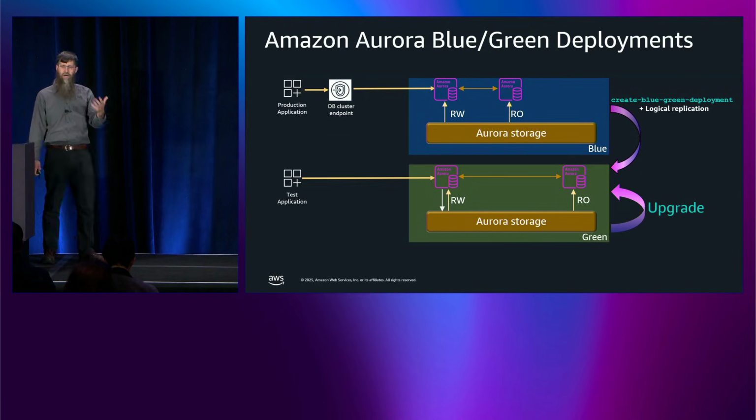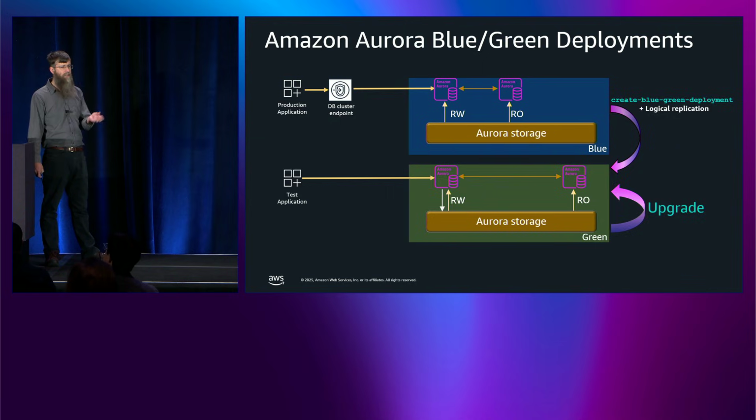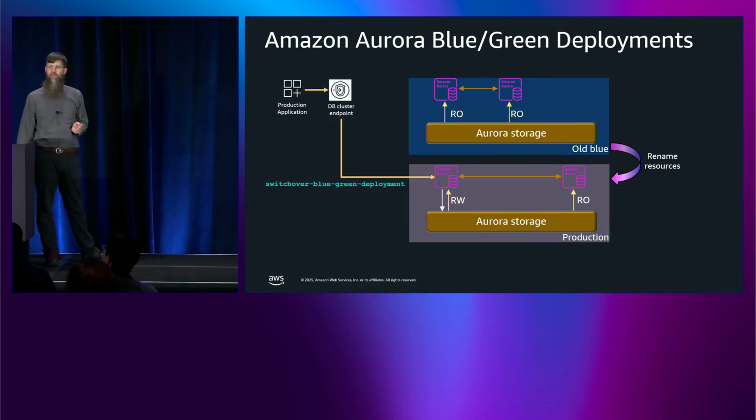Once that's done, then you can upgrade that green environment. You can test it with your test application. You can do whatever you like. You can spend an hour here. You can spend a week in this situation. Doesn't matter. When you're happy that the upgrade's done what you want it to do, then you can do what's called a blue-green switchover through the CLI or the console.